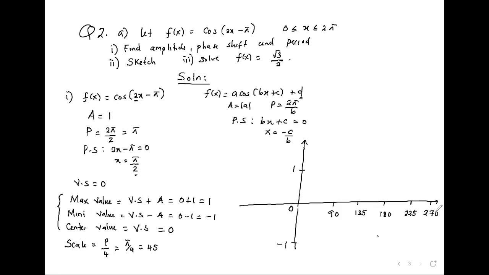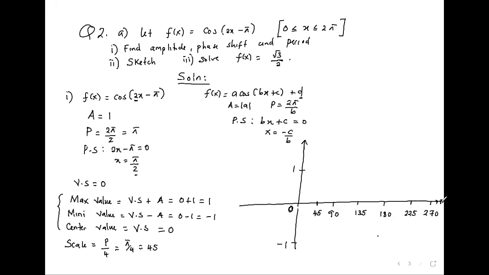The question says cover from 0 to 2 pi. So you go to the first shift and subtract 45 now. So 90 minus 45, we get 45. 45 minus 45, we get 0. So we have to sketch from 0 all the way up to 360. So I needed another angle here, but I have no space. So I'll put it there. That would be 360.